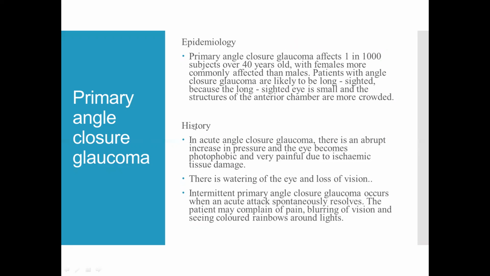When a patient presents, under history, there is usually an abrupt increase in pressure and the eyes become photophobic and very painful due to ischemic tissue damage. There is watering of the eye and loss of vision. Intermittent primary angle closure glaucoma occurs when an acute attack spontaneously resolves. The patient may complain of pain, blurring of vision, and seeing colored rainbows around lights.